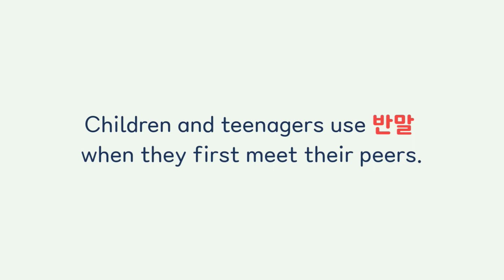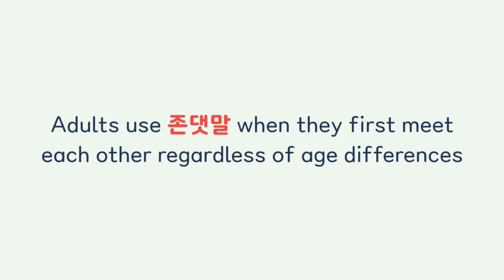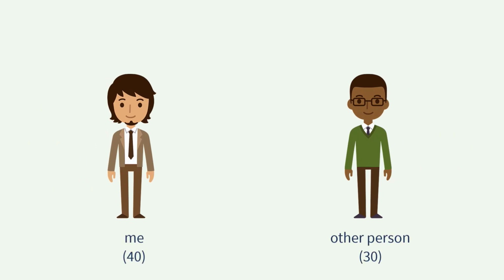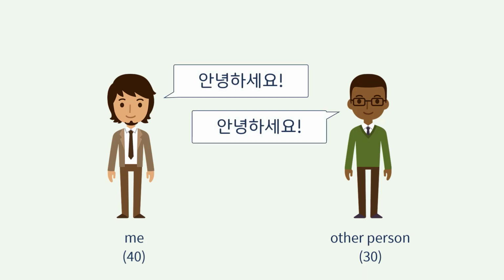However, when two adults meet socially, even if there is an age gap, they will start off by using 존댓말. For example, even though I'm 40 years old, if I meet someone who's 30, when I first greet this person, I will use 존댓말. And the same applies if two adults of the same age meet. They will start off by using 존댓말. And the main reason for this is because they don't know each other well.